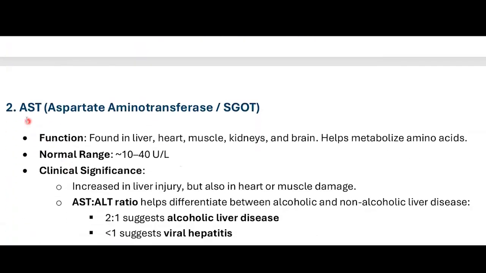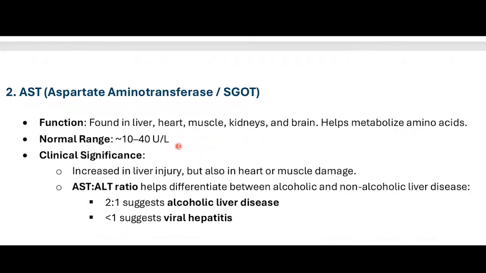Next parameter is the AST, aspartate aminotransferase, or you can say SGOT. Function: found in the liver, heart, muscles, kidney, and brain. And AST helps metabolize amino acids. You have to notice that AST is found in liver, heart, and muscles. So there are a lot of conditions we have to consider when we take into account the AST.